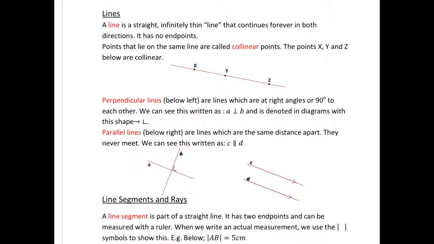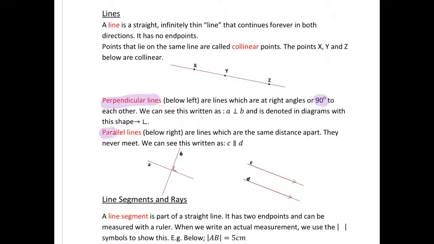Perpendicular lines are lines which are at right angles or 90 degrees to each other. We usually see this written as A and then this little symbol like an upside down T meaning perpendicular, so A perpendicular to B, and is denoted in diagrams with this little L shape drawn where the two lines meet.